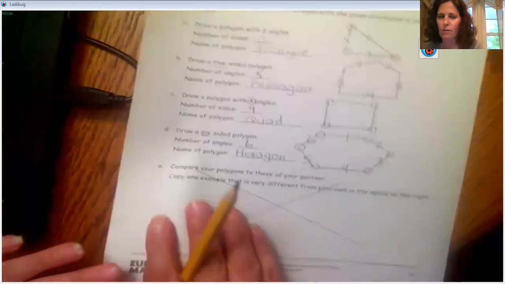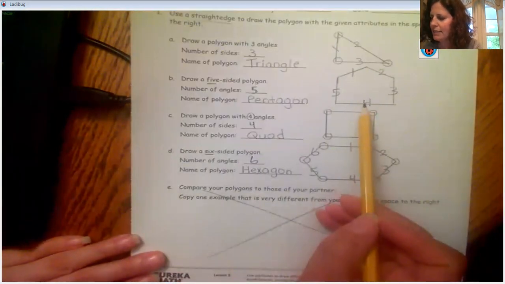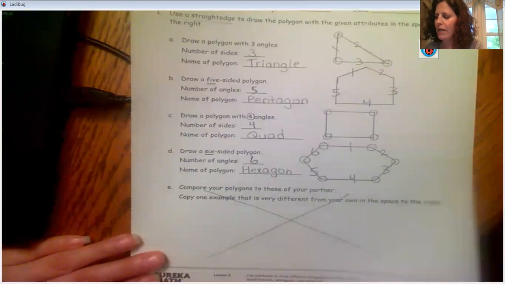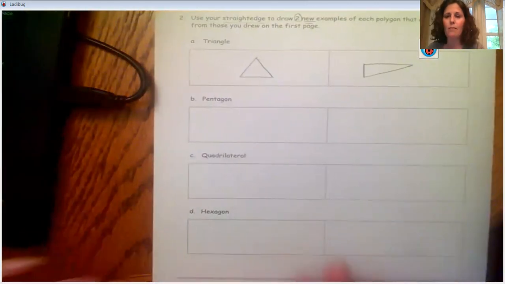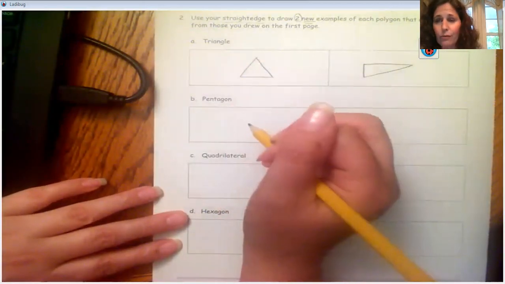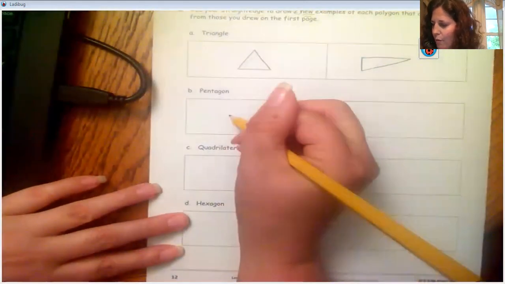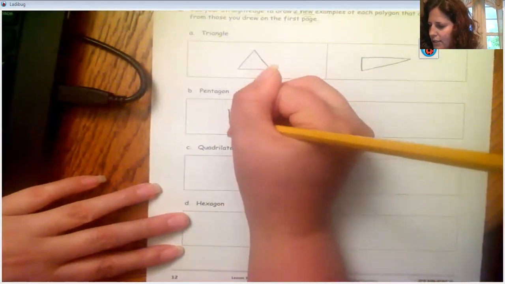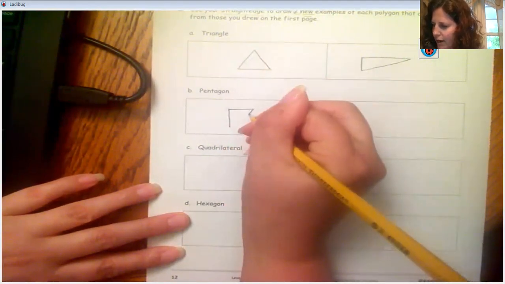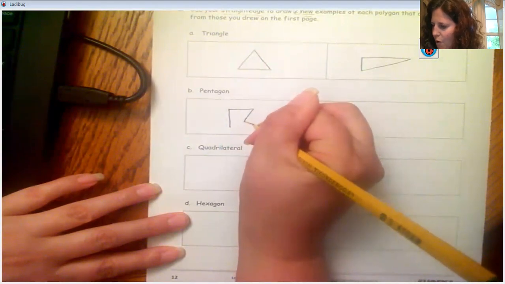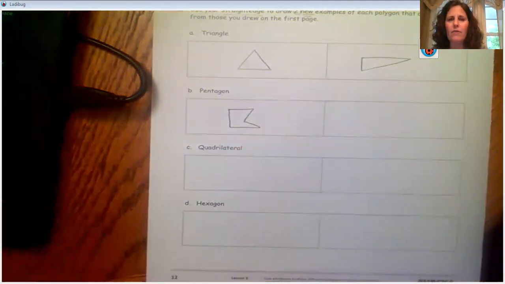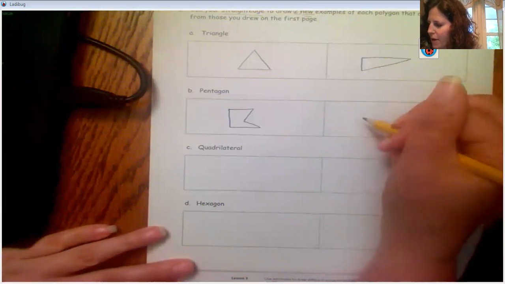Pentagon is letter B. So I'm going to go back and look. This is the pentagon that I drew on my first side. So a pentagon has 5 sides. So I need to come up with a different type of pentagon. Well, you know what? We can really make it look any way that we want. So here is 1 side, 2, 3, 4, and 5. So there is a 5-sided shape. So that's one example of a pentagon.